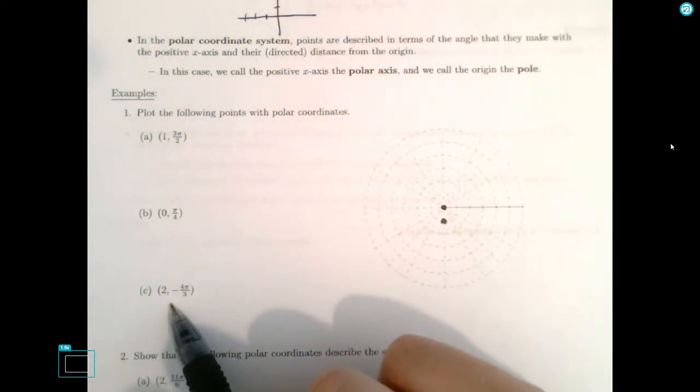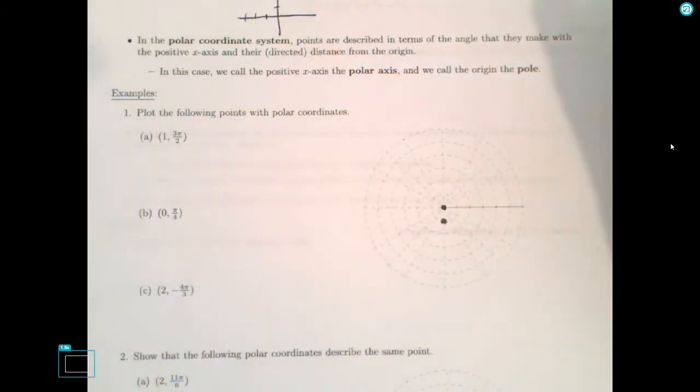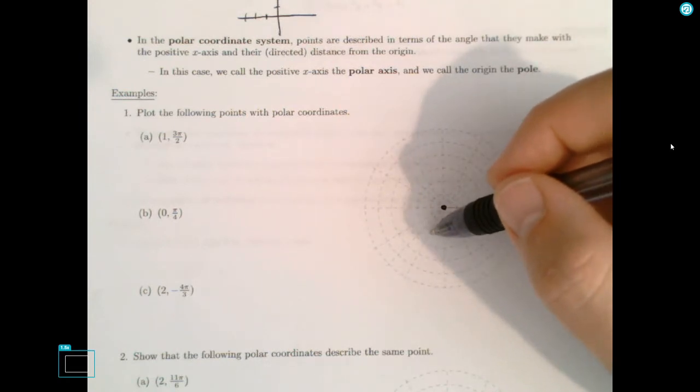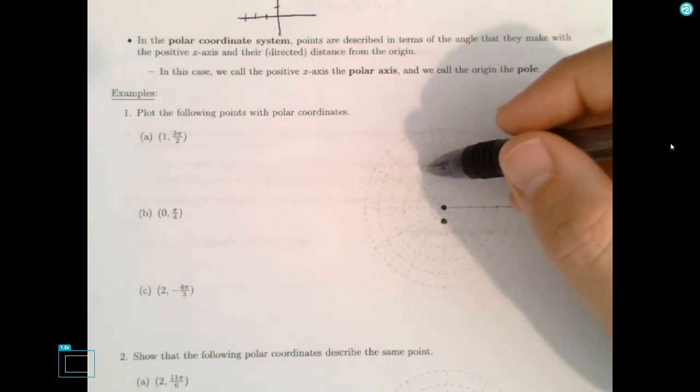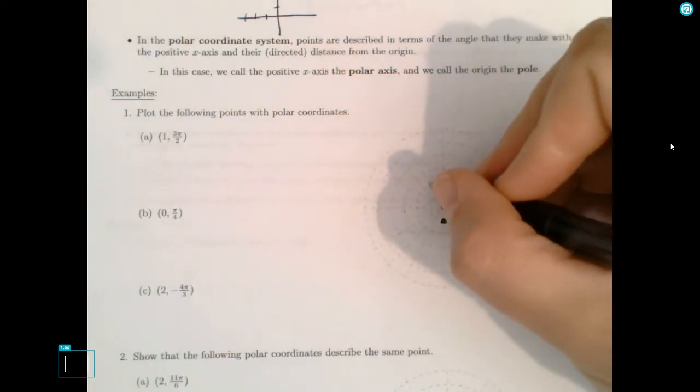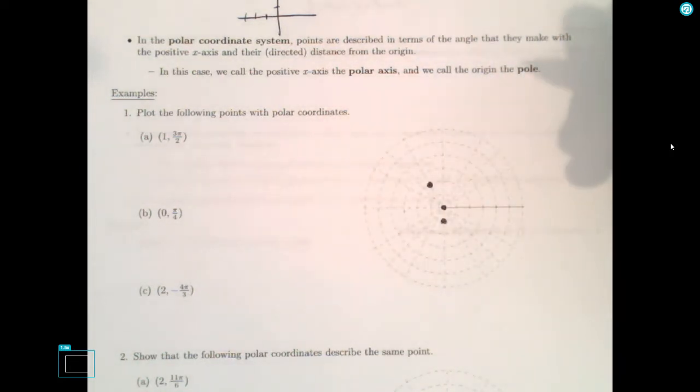What about 2, -4 pi over 3? -4 pi over 3. Well, let's see. There's -pi over 3, -2 pi over 3, -3 pi over 3, and -4 pi over 3. And the radius of 2 would put us right there. Okay.